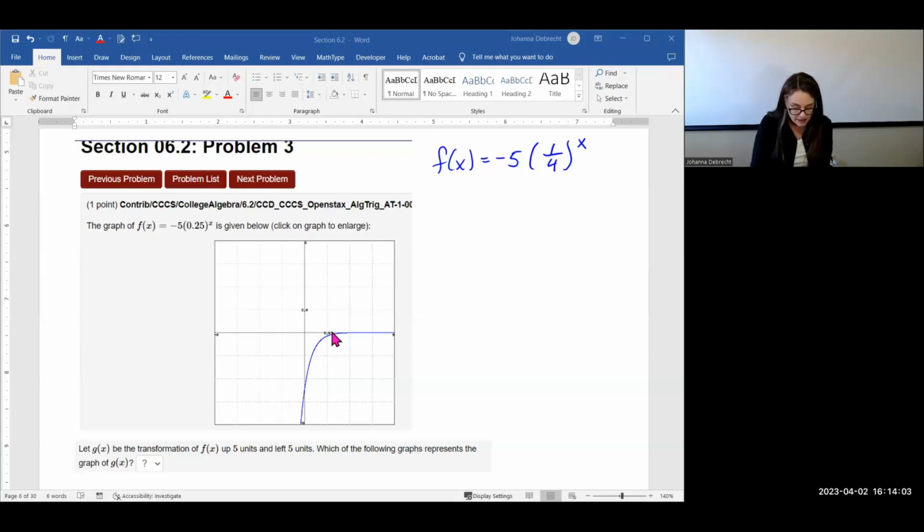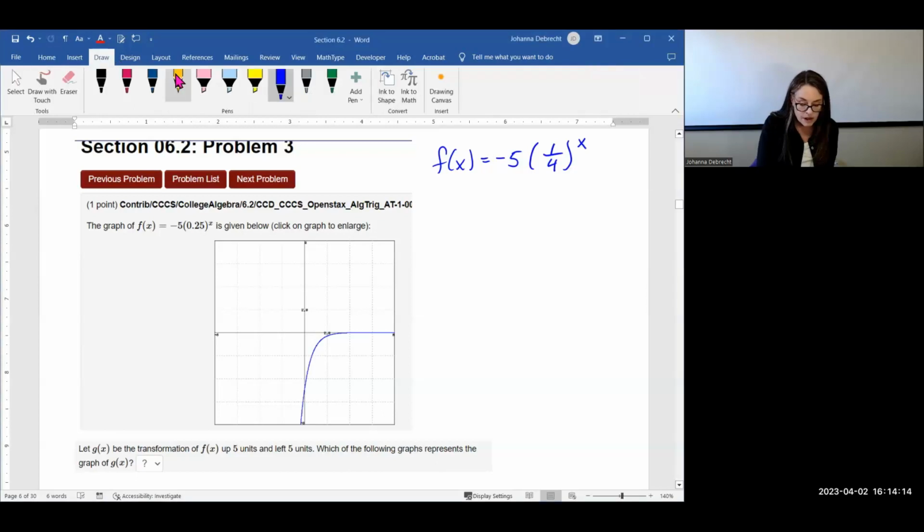Now we want g of x to be the transformation of it. We want to move it up 5 and left 5. Okay, so up 5, left 5. Let's go ahead and try to graph what we've got here. So I'm going to take each point and move it. I'm going to start with this point right here, which is on my graph. This is when x is 0. When x is 0, 1/4 to the 0 is 1. So this is going to be (0, -5).